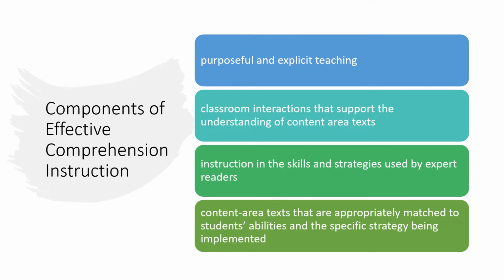So the 4 components of effective comprehension instruction include purposeful and explicit teaching. And when I say the word explicit, I mean direct. Students do need direct instruction. Classroom interactions that support the understanding of content area texts. Instruction in the skills and strategies used by expert readers. And content area texts that are appropriately matched to students' abilities and the specific strategy being implemented.